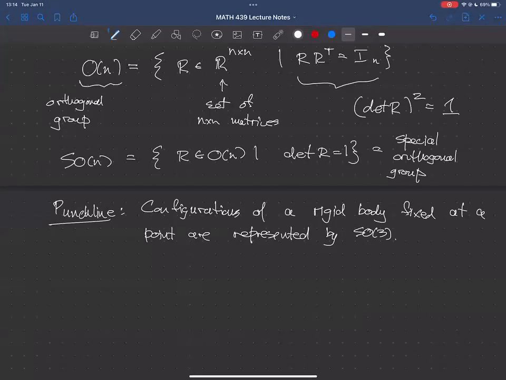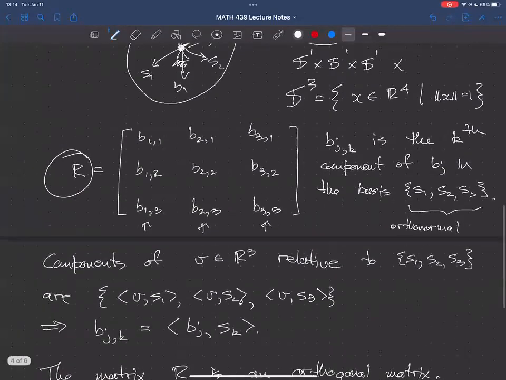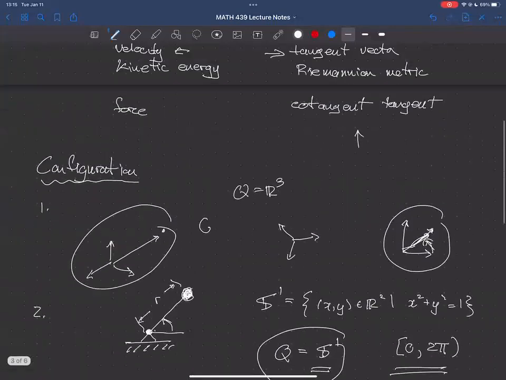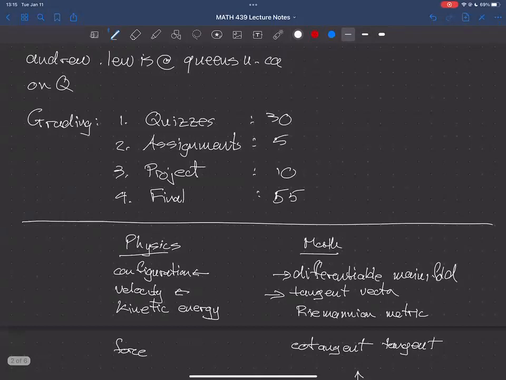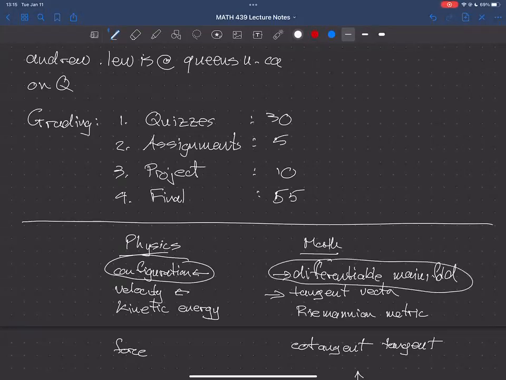Okay, so that's all I'll say for today. Next time we're going to pick up and begin the first step of this process that I described at the beginning of the lecture. Today we've talked about configuration. We're going to have more to say about configuration later. But in order to say more about configuration, we need to talk about differentiable manifolds. So that's what we're going to do next class.